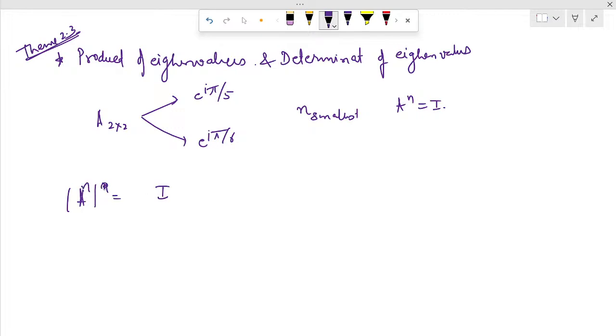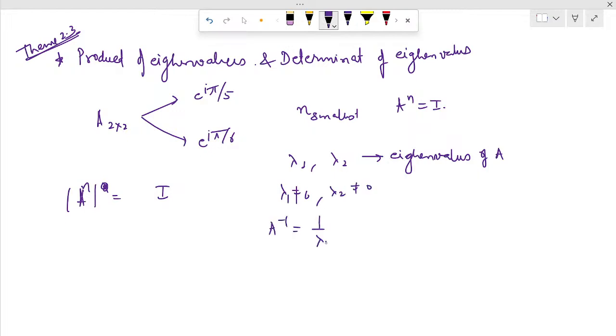Okay, just take a determinant on both sides. Always remember, if lambda 1 and lambda 2 are the eigenvalues of A, and let's say lambda 1 is not equal to 0 and lambda 2 is not equal to 0, if I want to find the eigenvalue of A inverse, it would be 1 upon lambda 1 and 1 upon lambda 2. Similarly, the eigenvalues of A power n would be lambda 1 raised to power n and lambda 2 raised to power n.